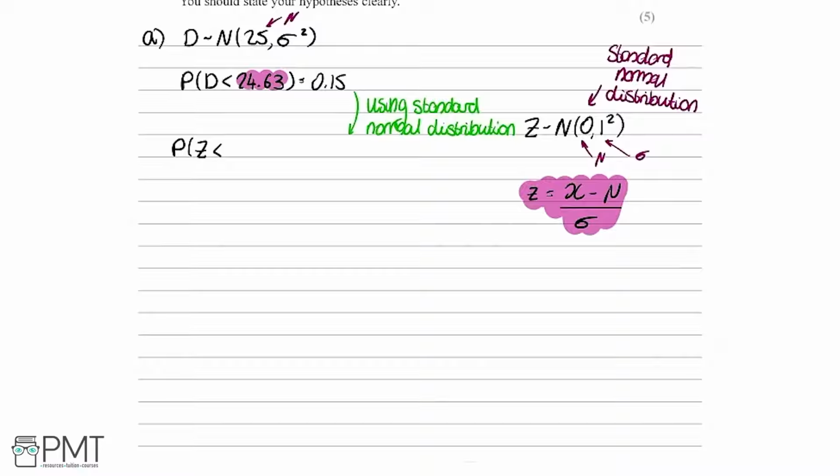We're going to use this number here as our x. And we already know, because we've been told in the question, that mu is going to be 25, so we can replace that. And then we don't know sigma, and that's what we're trying to work out, so we're just going to leave that as sigma. So we're going to get 24.63, take away mu, which we know is 25, all over sigma, which equals 0.15.